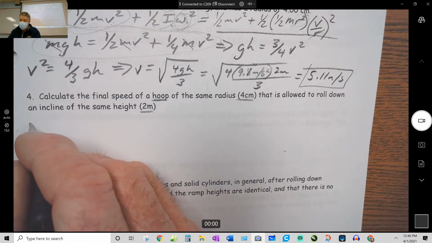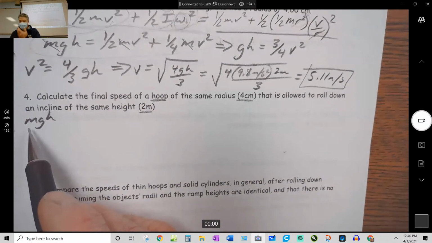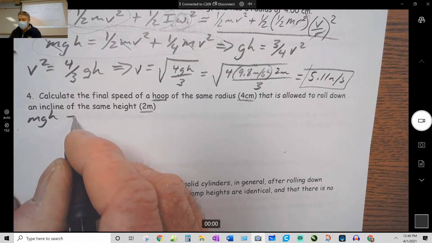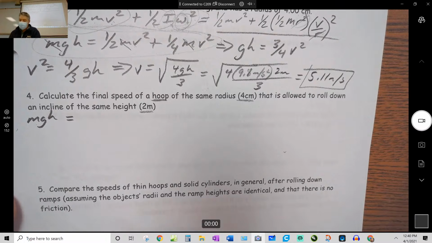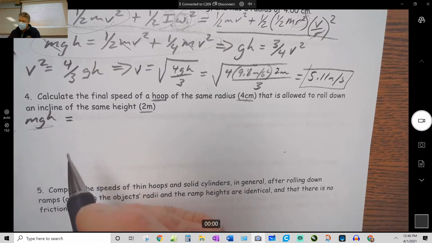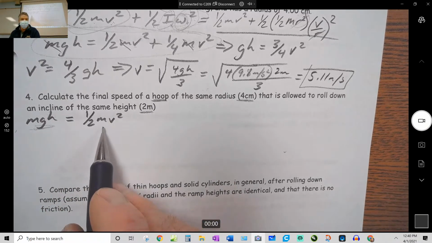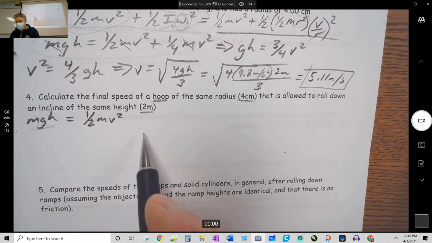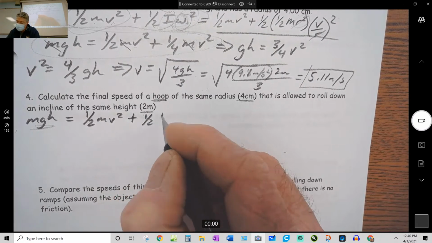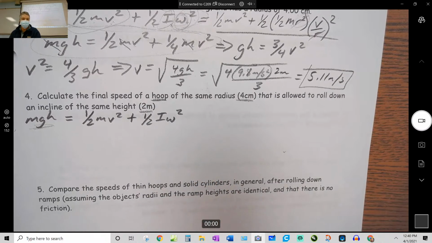But it's the same reasoning. So at the top of the hill, this hoop has an amount of potential energy equal to mgh. That's the potential energy, and that's all the energy it has because it's not moving. And when it gets to the bottom of the hill, it's not going to have any potential energy because it doesn't have any height anymore. But it will have translational kinetic energy because it's moving in a straight line down the hill. And it'll also have rotational kinetic energy because it's spinning around its axis.